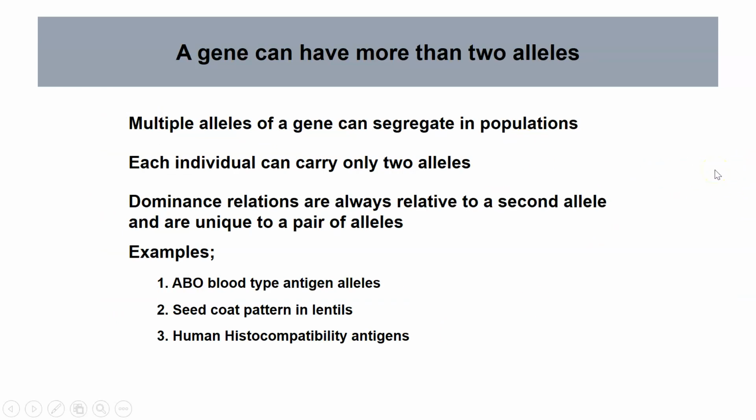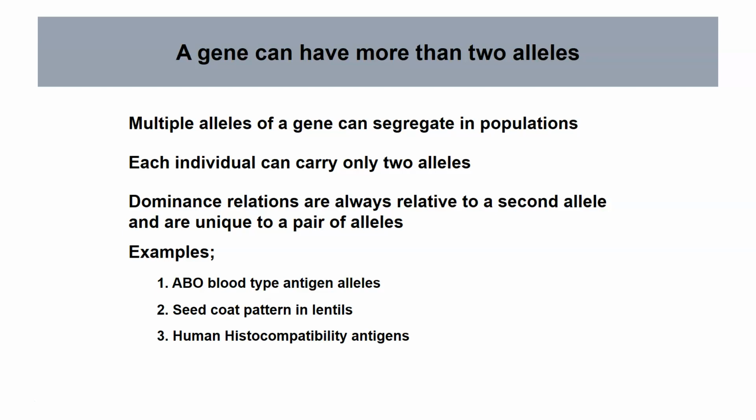So starting with the first topic, genes with more than two alleles. So this is actually the norm. If you think about a gene as a stretch of DNA, any of the nucleotides in the DNA can be mutated. And so really the number of alleles is dependent on the number of different nucleotides.